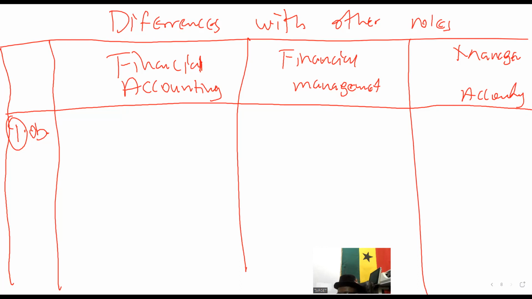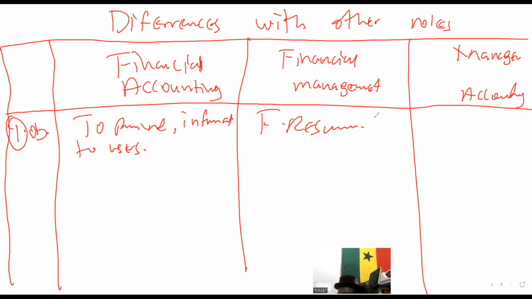So here, financial management, to provide what? Financial information to users for decision making. Financial management is to manage what? The financial resources to achieve what? A financial objective, you see. Then management accounting. The aim of management accounting is to provide information for planning, controlling, and decision making for managers.